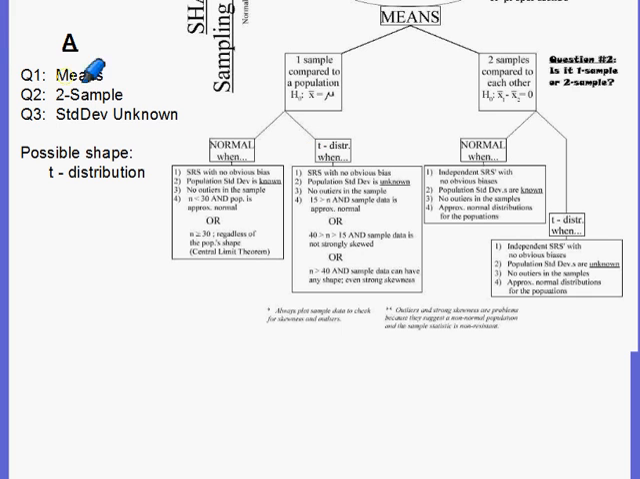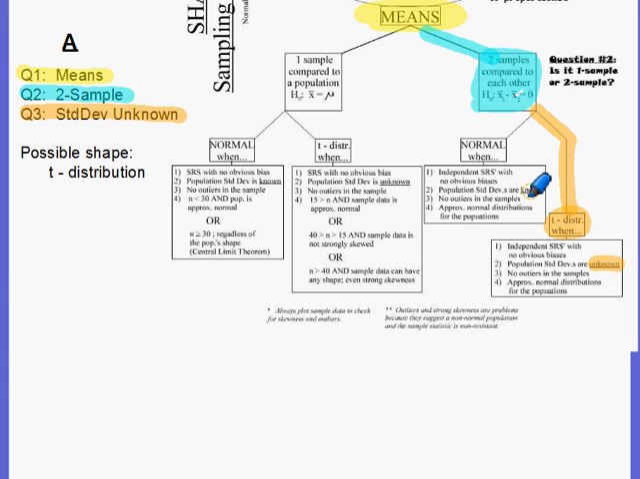And as we can see, question 1, we're dealing with means, so we go to the bottom part, only showing the lower half because it's a big chart, as you know. And then question 2, we're dealing with 2 samples, so we kind of go this way. And then question 3, our standard deviation is unknown, and we'll notice right here it says population standard deviation is unknown. So that means we're going in this direction.